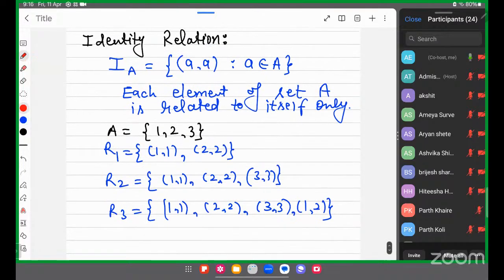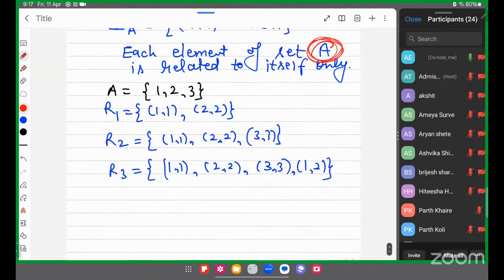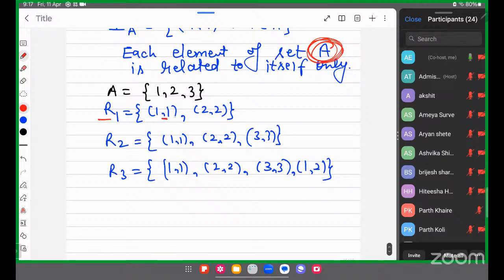So the condition for identity relation is, if you are having a relation on set A, each element of set A has to be related by itself. If you look at R1, 1 is related with itself, 2 is related with itself. But there is one more element in set A, that is 3, and there is no relation of element 3 in relation R1. So relation R1 is not identity relation. For identity relation, each element must relate to itself only.